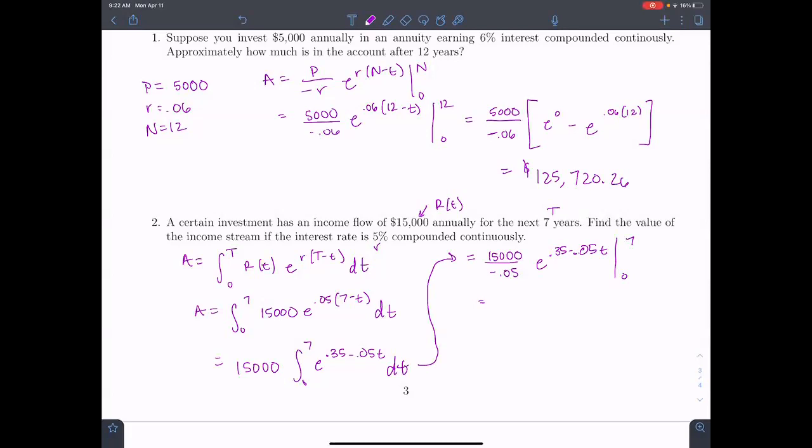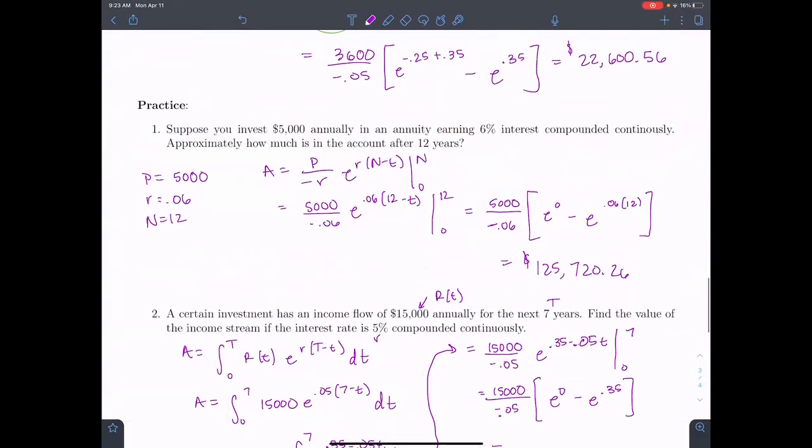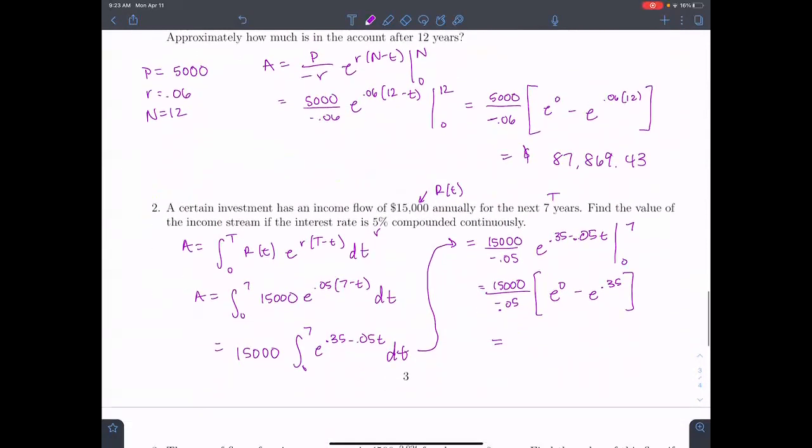And then that gives me 15,000 over negative 0.05. And this would be, when I plug in a 7, that would be e to the 0. So that's 1 minus e to the 0.35. This in a calculator. Oh, you know what, y'all? I messed this up. Sorry. Hold on. This is not 125,000. This is actually $87,869.43. My bad. This one is 125,720.26.